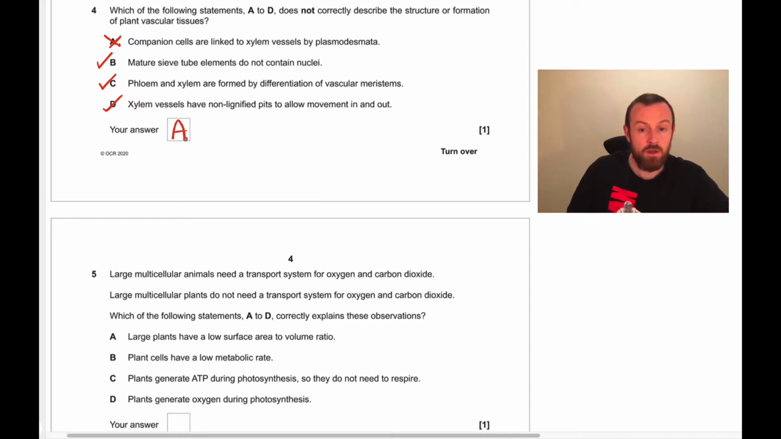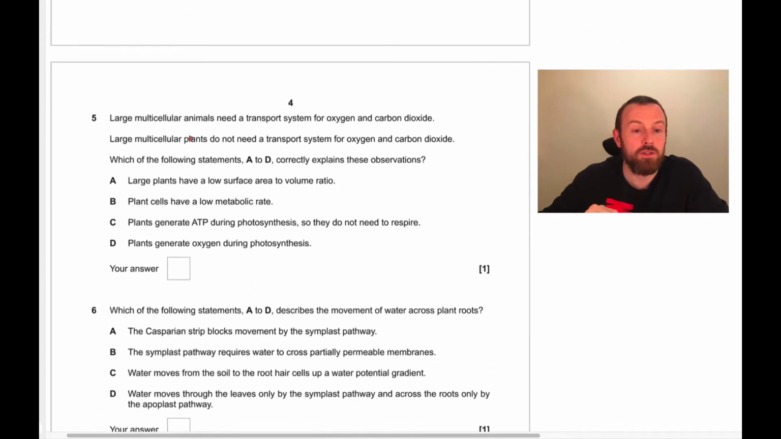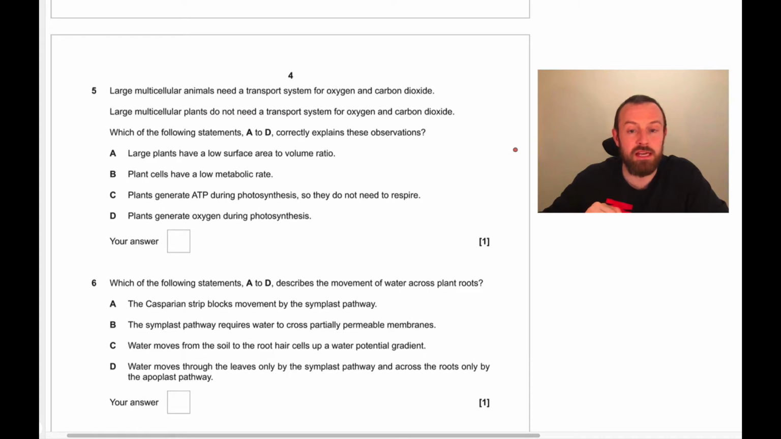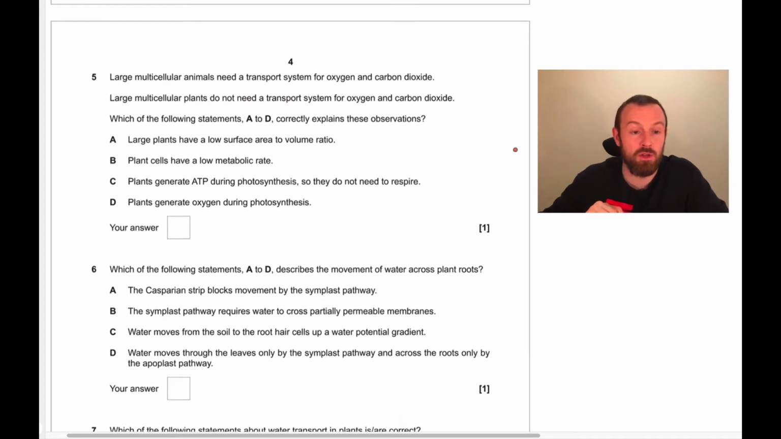Rest assured. Moving on to 5. Large multicellular animals need a transport system for oxygen and carbon dioxide.